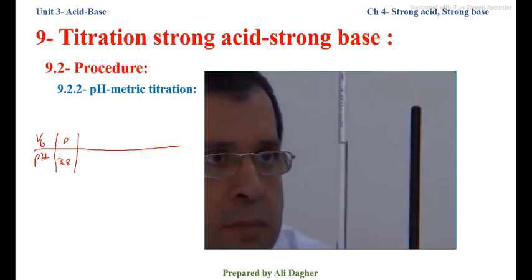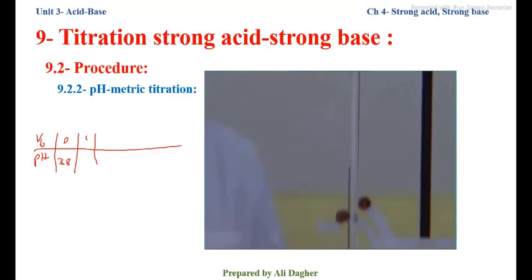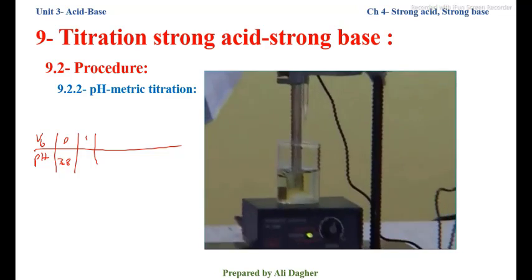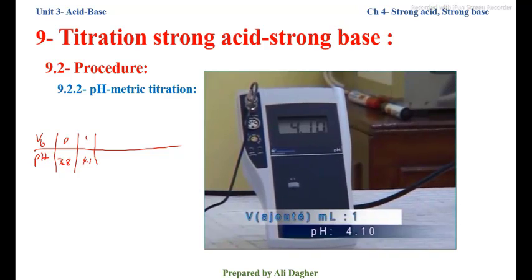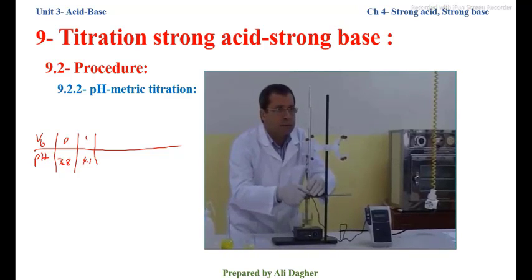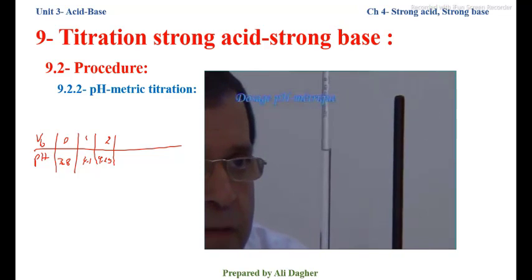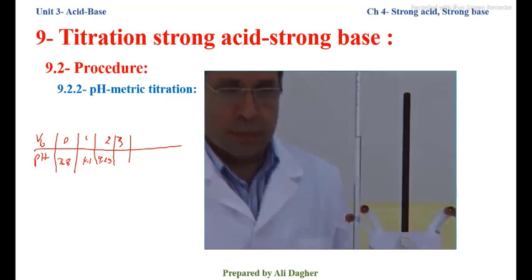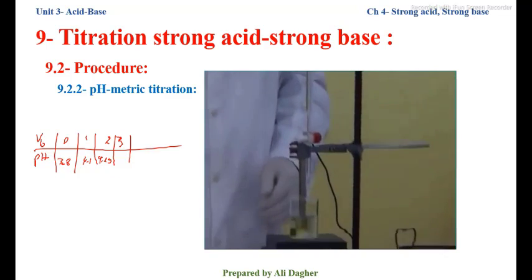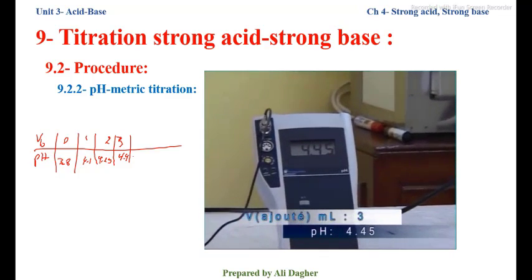Now we add 1 milliliter. After addition of 1 milliliter, the pH becomes 4.1. Then we add another 1 milliliter. The pH is 4.29. After addition of another 1 milliliter, that means the volume of base added becomes 3 milliliters, the pH becomes 4.45, and so on.